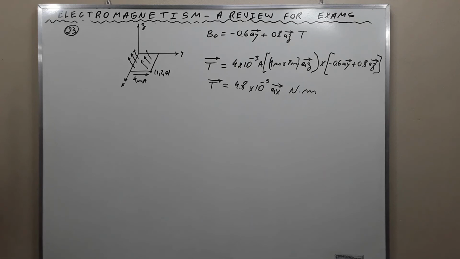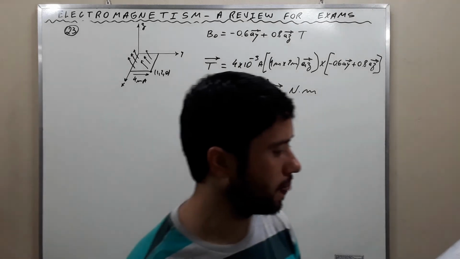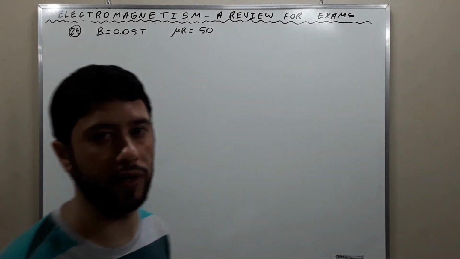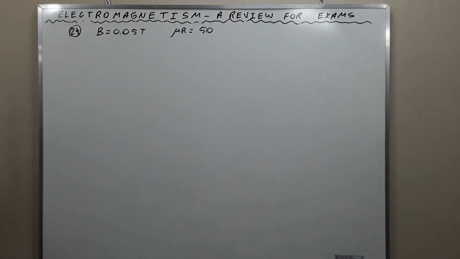And this is all for exercise 23. Let's go to exercise 24. Given a ferrite material operating in the linear mode with the magnetic flux density of 0.05 Tesla, calculate the susceptibility, magnetization, and the magnetic field if the relative permeability is 50. Okay, this is the question.